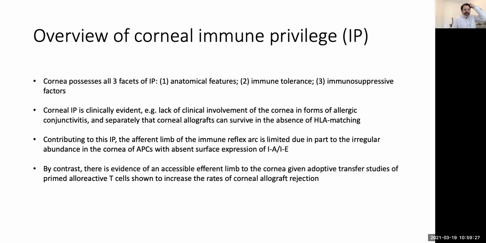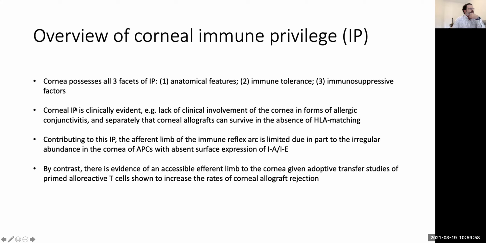So this is my last slide. I'm just going to wrap up, and then we may have time for questions. I'm going to put this in the context of corneal immune privilege, which touches upon both of the last two lectures. The cornea, as I mentioned, possesses all three facets of immune privilege: anatomical features, again, pauci-lymphatics, immune tolerance with Tregs, and immunosuppressive factors. The example I gave was thrombospondin.